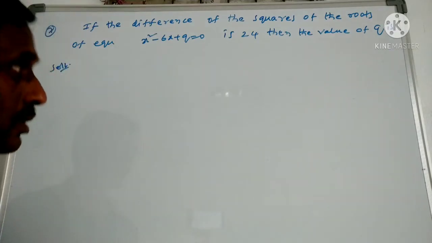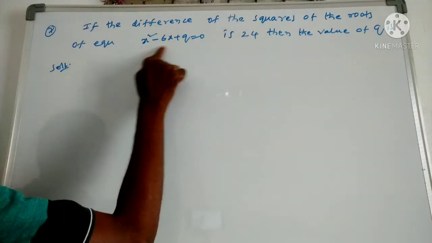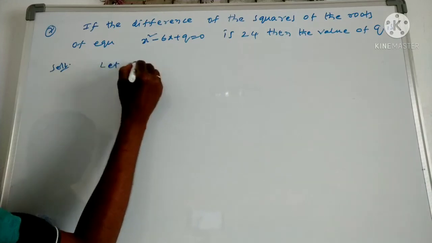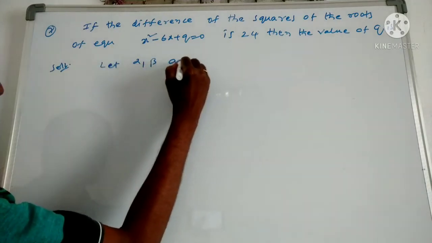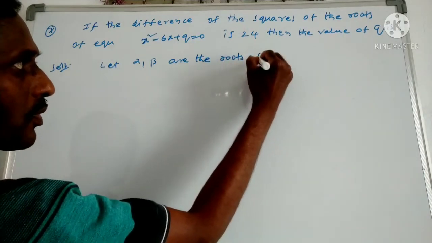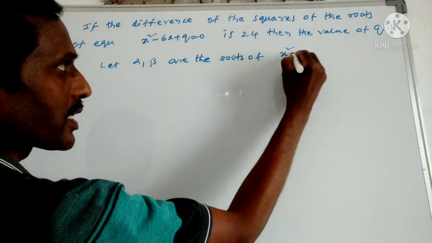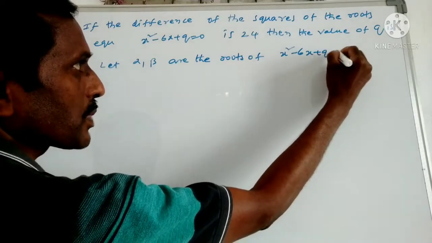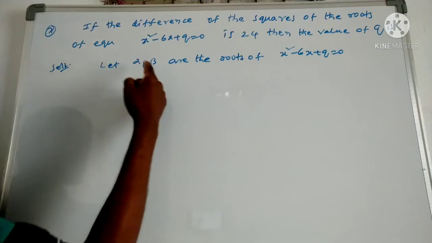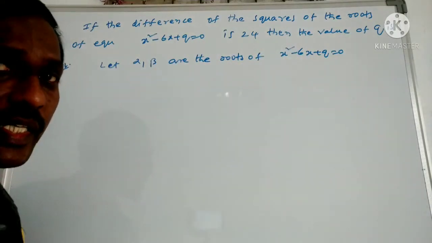Let us assume that the roots of the equation are alpha, beta. Let alpha, beta be the roots of the quadratic given, x square minus 6x plus q equals 0. We are assuming the roots. So once you assume the roots, we can write the sum and product relations.